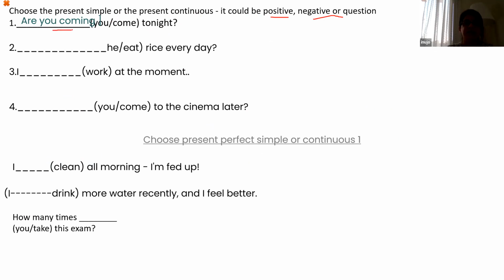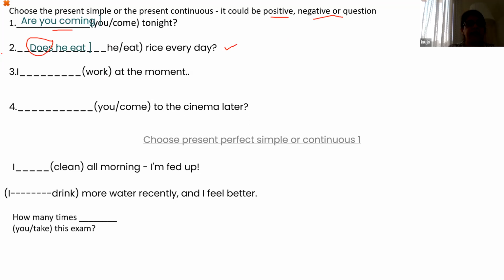Next. He eat rice every day. So how will you make it a present simple or a present continuous? Does he eat rice every day? This is a simple sentence, simple present tense. It's a question sentence, but the verb is in the simple present tense.